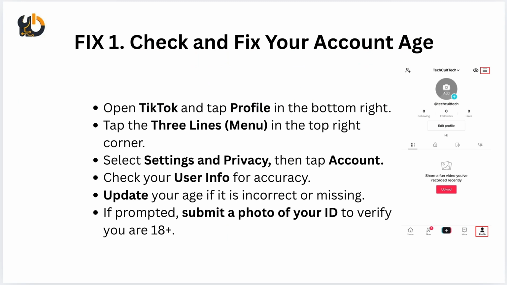Open TikTok and tap profile in the bottom right, then tap the three lines in the top right corner. Select settings and privacy, then tap account. Check your user info for accuracy. Update your age if it is incorrect or missing, if prompted. Submit a photo of your ID to verify you are 18 plus.